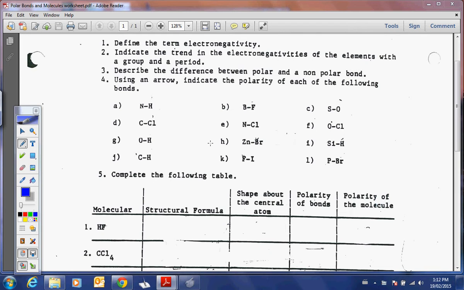Okay, electronegativity is defined as the atom's affinity to attract electrons, or to desire electrons. Indicate the trend in electronegativity of the elements with the group and period.